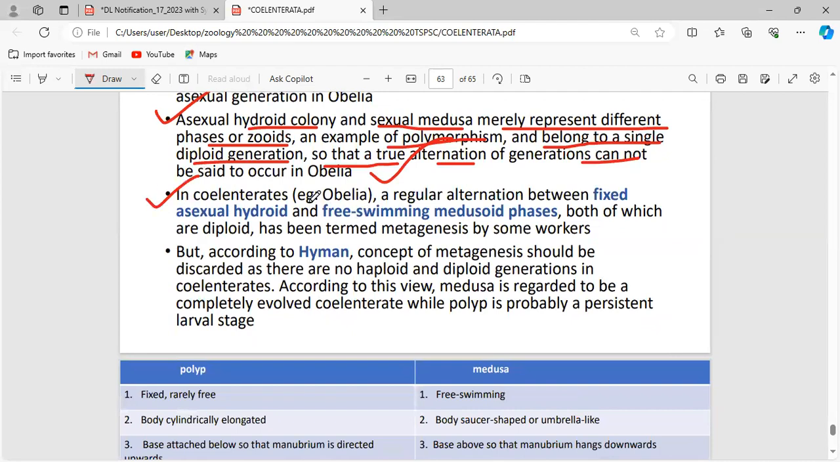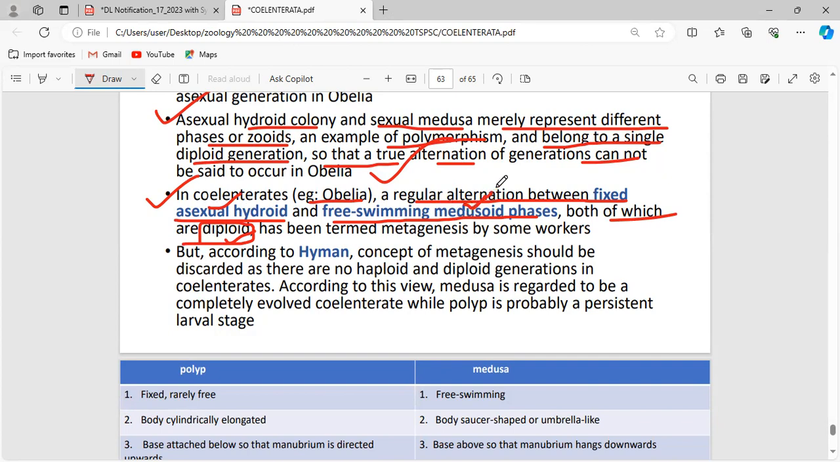In coelenterates, particularly Obelia, for a true alternation there would be a regular alternation between the fixed asexual hydroid and the free-swimming medusoid phases. In the asexual phase it has to be diploid, and in the medusoid sexual phase it has to be haploid. Then only it is said to be a true alternation of generation.